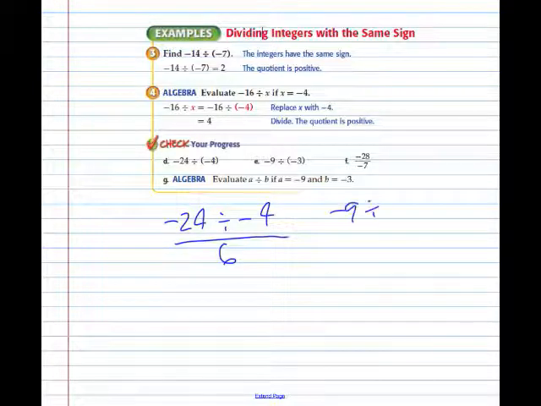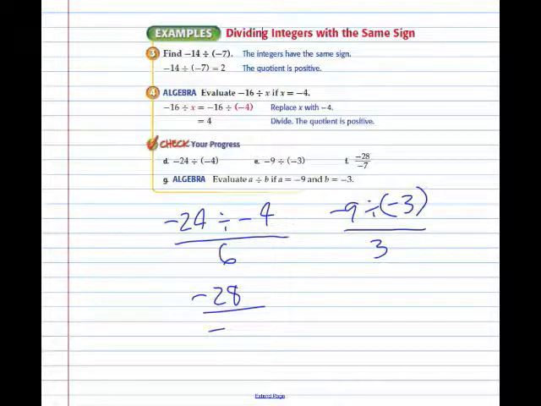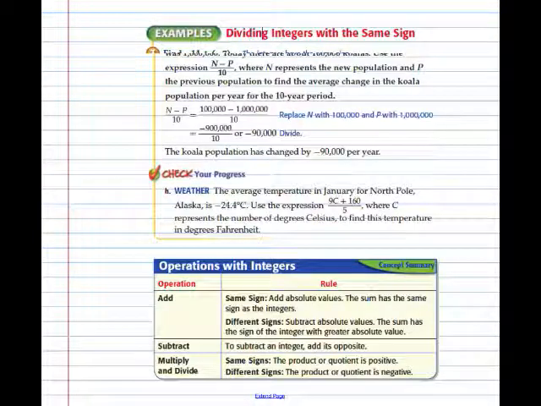In E, negative 9 divided by negative 3 is positive 3. And T, negative 28 divided by negative 7, the answer would be 4, or the quotient would be 4. Like signs, positive quotient.